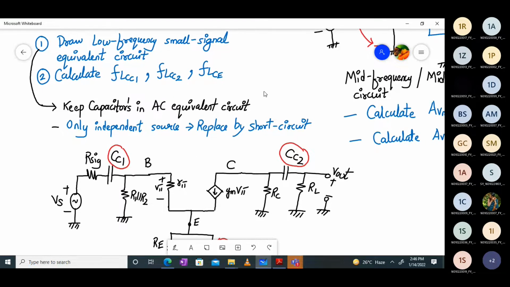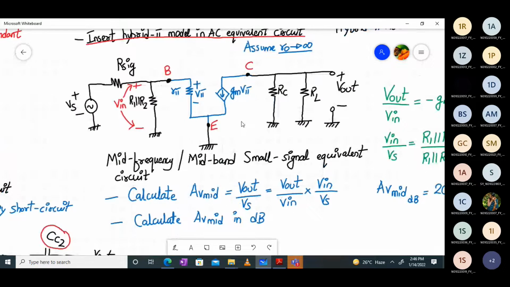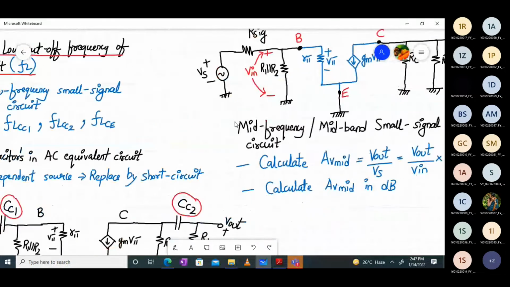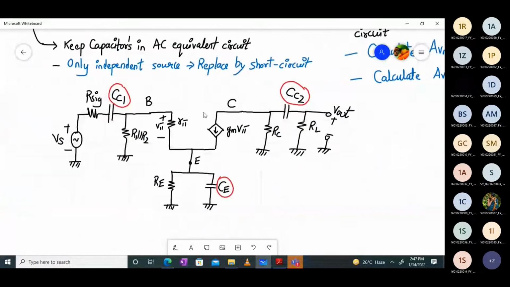So we have seen now the mid-band small signal equivalent circuit. Here, if you consider the capacitors as they are, how will the circuit look? It will look something like this. This is the same circuit which we have drawn earlier. The only thing is we have added the capacitors as they are. Remember, the resistor RE was getting redundant. Now it will not get redundant because CE is not connected to the ground. It's not short circuited. So we have capacitors CE, CC1 and CC2 as they are.